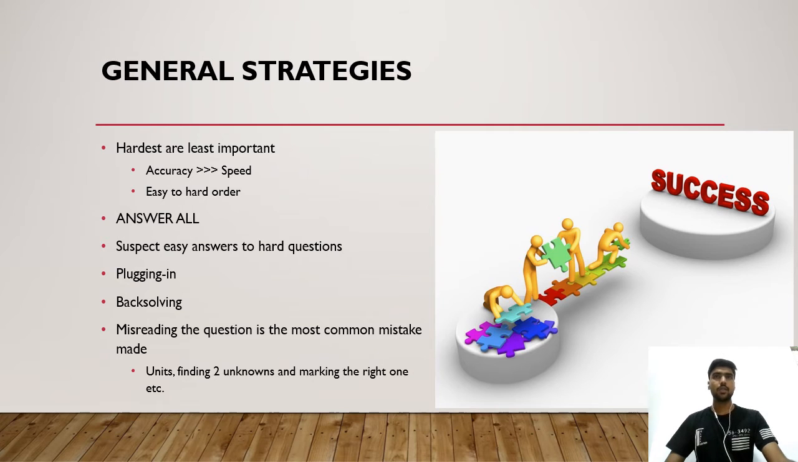And one of the common mistakes students make is that they misread the question. For example, a question might have two unknowns, x and y. If the question is asking for y, some might end up answering what x is. So these kinds of mistakes need to be avoided.